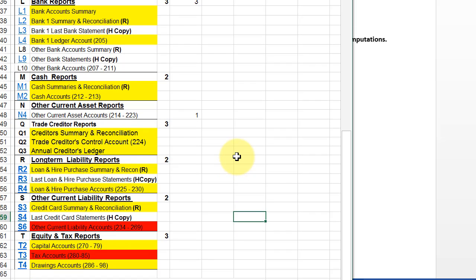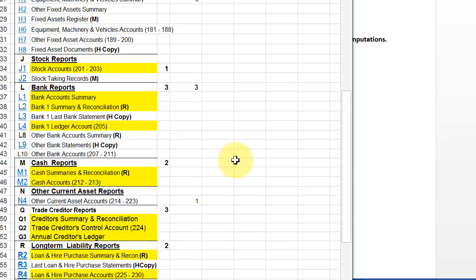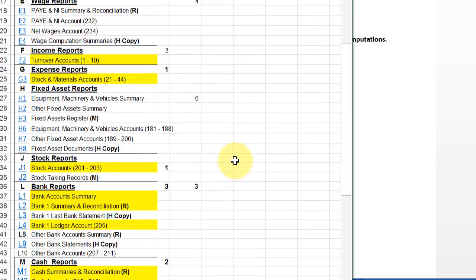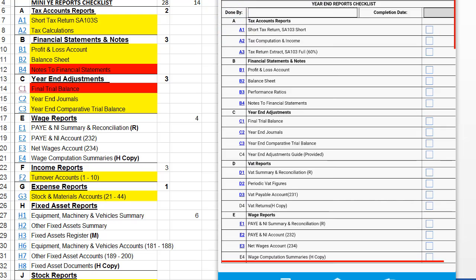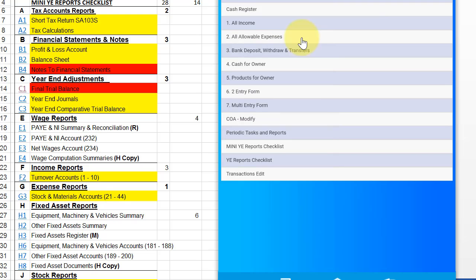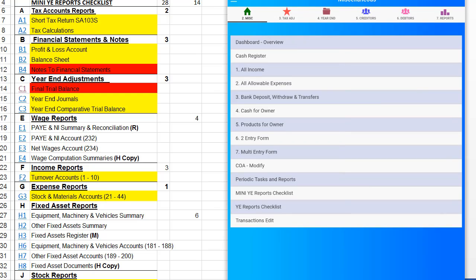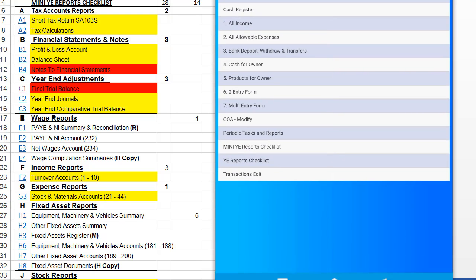So all those should agree with what finally ends up on report C1, final trial balance, and the notes to financial statements. So directly or indirectly, they are supporting each other and there should be no conflict in terms of figures. So let's get to our device. Now let's go to module 2. This is our module 2 here, and in module 2 we are interested in the mini year-end reports checklist.